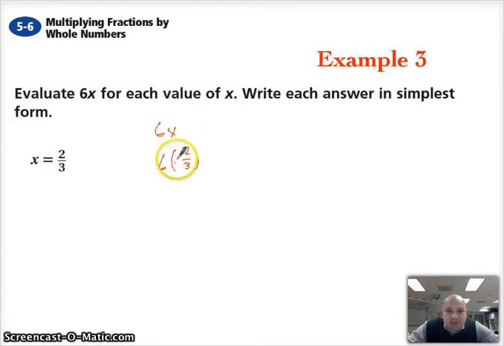Notice I didn't use the multiplication sign. I used the parentheses. 6 times 2/3, same thing. Now I'm going to put a 1 underneath the 6 because it's the same thing as 6. Now I just multiply the numerators and the denominators. 6 times 2 equals 12. 1 times 3 is 3. 12 over 3 is the same thing as 12 divided by 3. 12 divided by 3 is 4. So our answer here is 4.